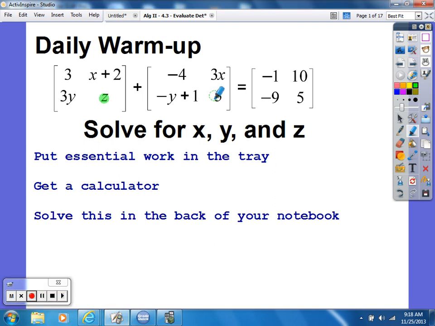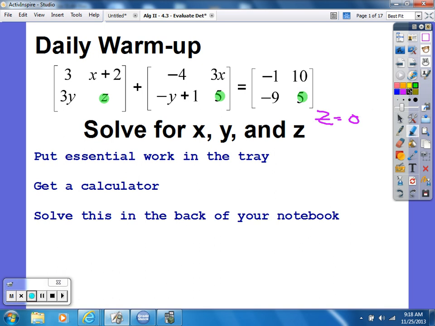I wanted to go over it. Z is the easiest one. Z plus 5 equals 5. What does Z have to be? If you don't want to show any work for Z, I'm perfectly fine with that because it's pretty simple to see. 0 plus 5 equals 5.